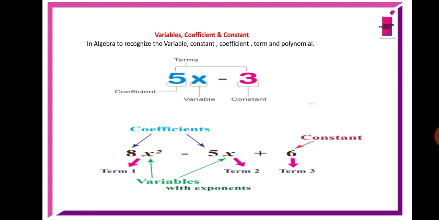there are two terms in this which are separated. All the terms are separated with either a plus or minus sign. So 5x minus 3, these are two terms, 5x and 3. 5 is a coefficient of the variable x and 3 is a constant term. Here 8x square minus 5x plus 6, there are three terms. 8 is a coefficient of x square, 5 is a coefficient of x, and 6 is a constant term.